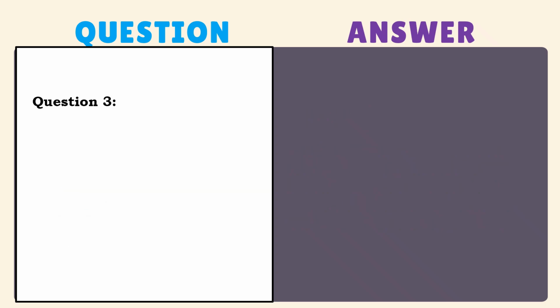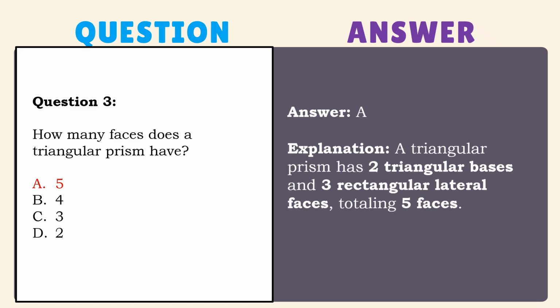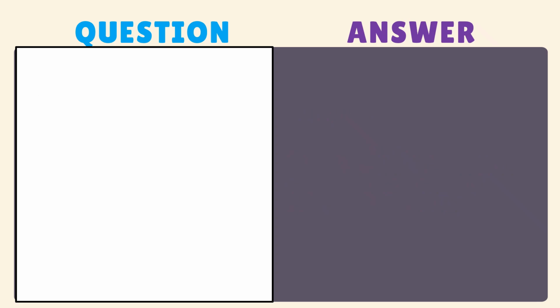Question number 3. How many faces does a triangular prism have? A. 5, B. 4, C. 3, or D. 2? What do you think the answer? Alright, the correct answer is letter A. 5. A triangular prism has 2 triangular bases and 3 rectangular lateral faces, totaling 5 faces.